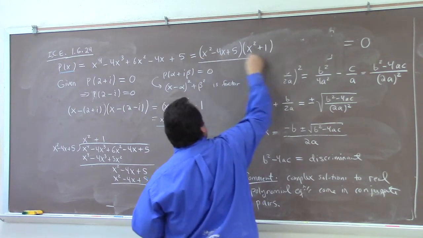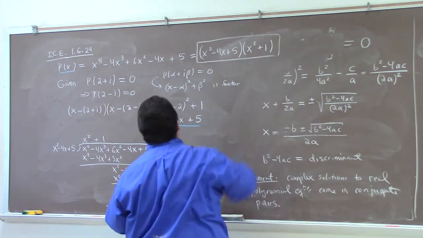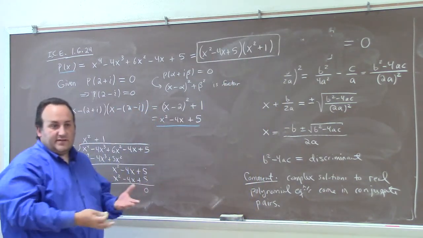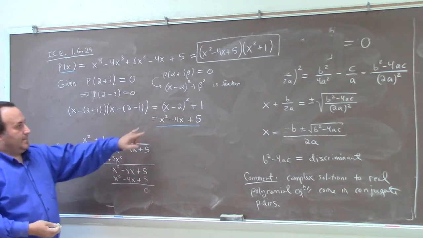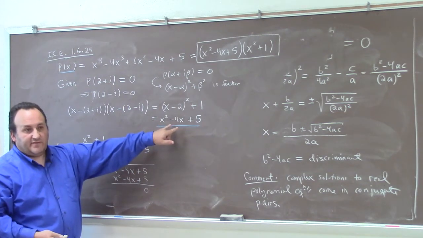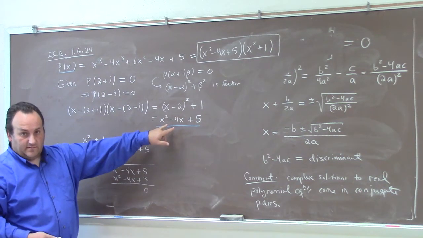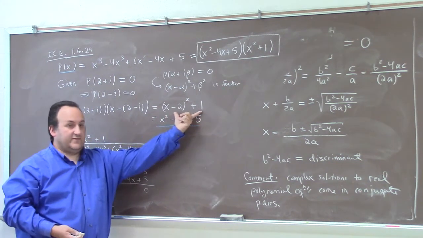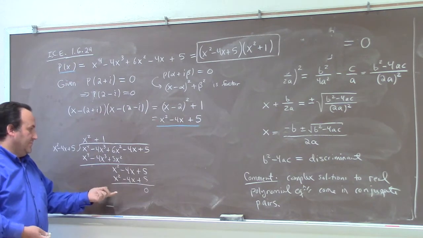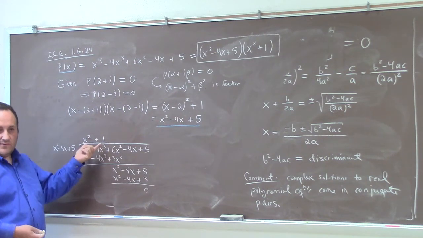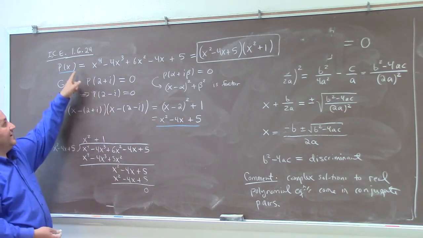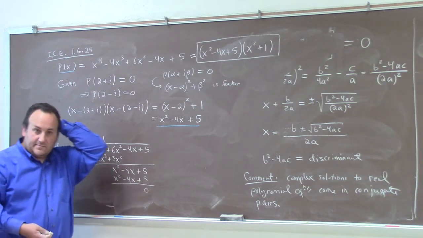And that's it. In terms of factoring over the real numbers, that's completely factored. Because the x squared minus 4x plus 5 is irreducible. You cannot break that down further over the reals, because completing the square gave us that. And the x squared plus 1, well, that's also irreducible. So there you go. That's how we'd factor this quartic.